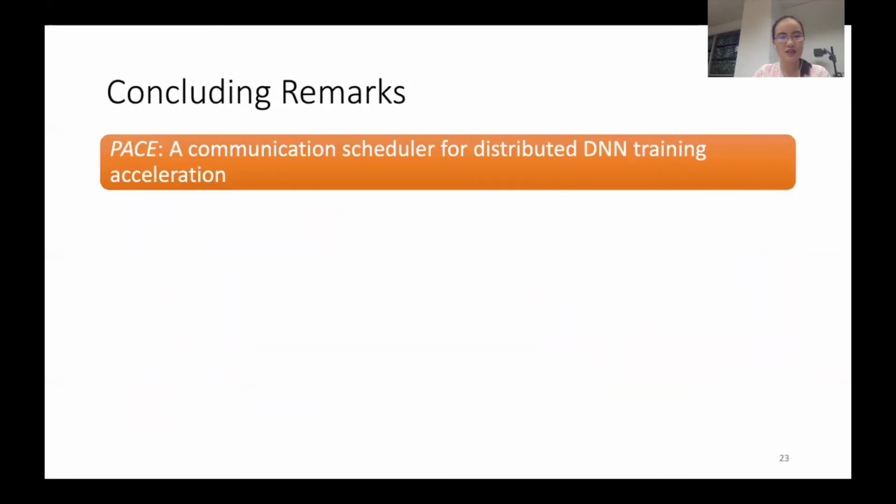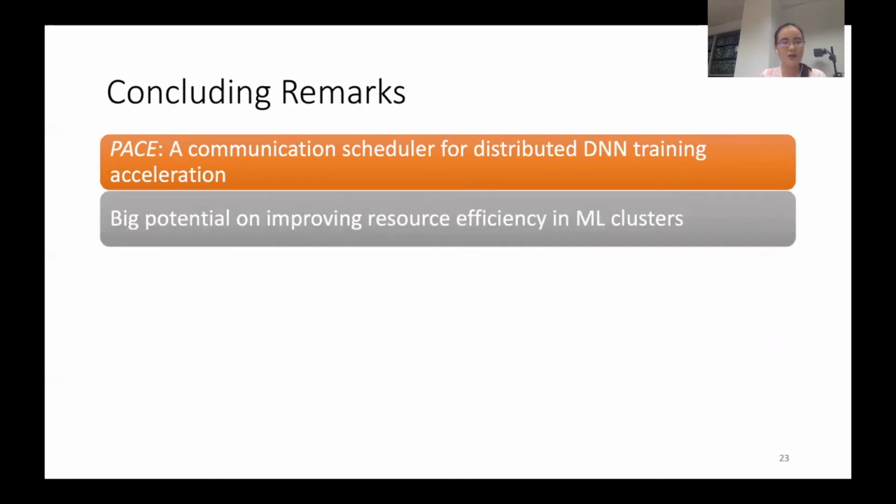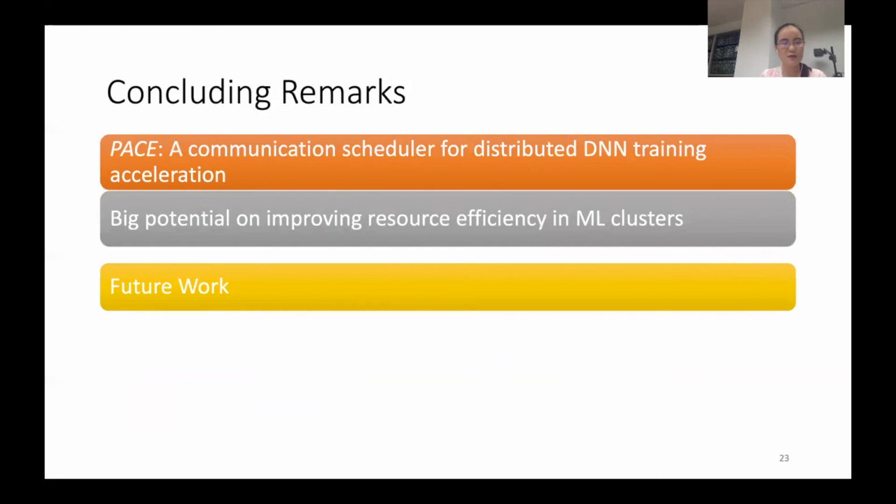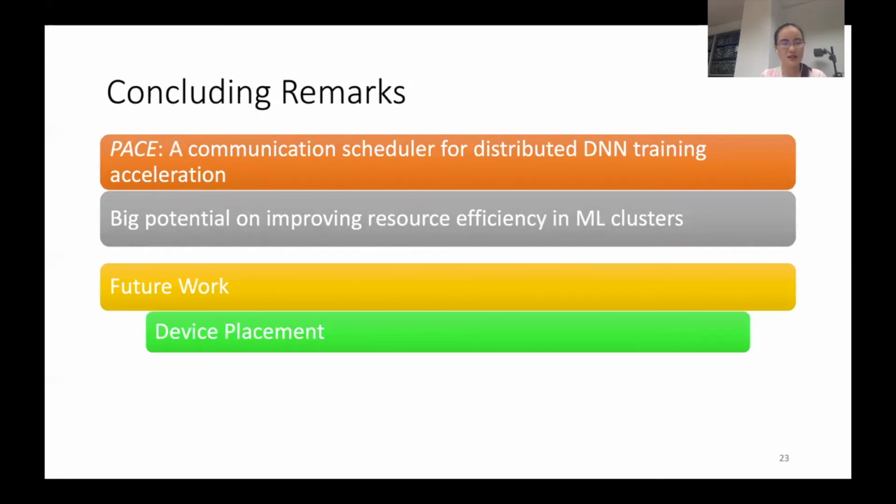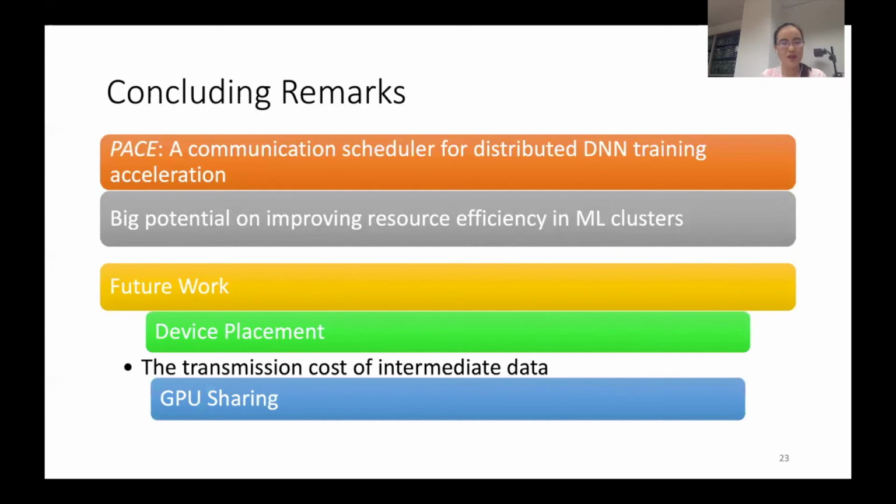To summarize, in this work, we propose PACE, a communication scheduler for distributed DNN training acceleration. We identify that there is a big potential on improving the resource efficiency in ML clusters. For the future work, we can consider the device placement. For example, try to reduce the transmission cost of intermediate data. We can also consider the GPU sharing to improve the GPU utilization. For example, we can consider to collocate multiple jobs on the same GPU card.